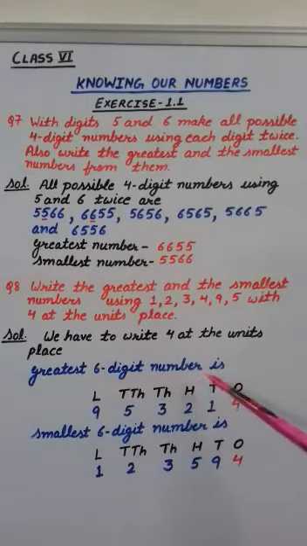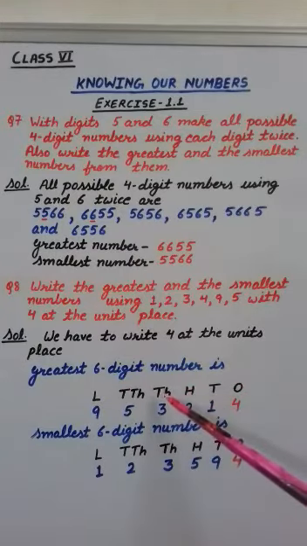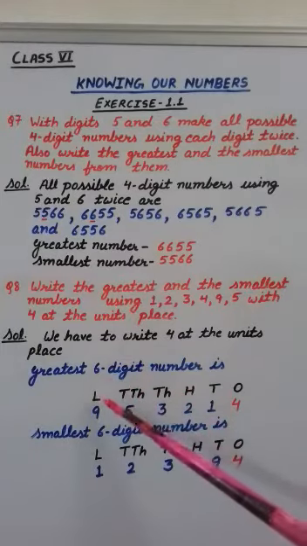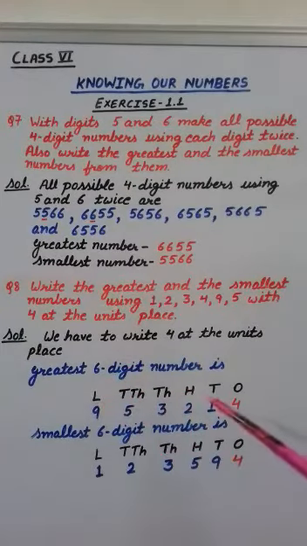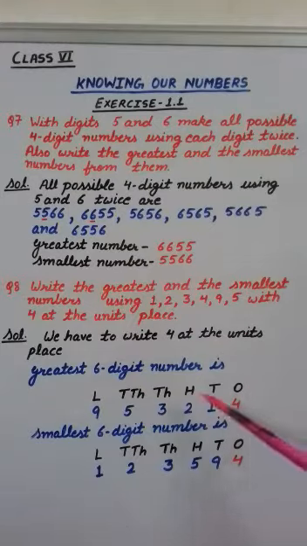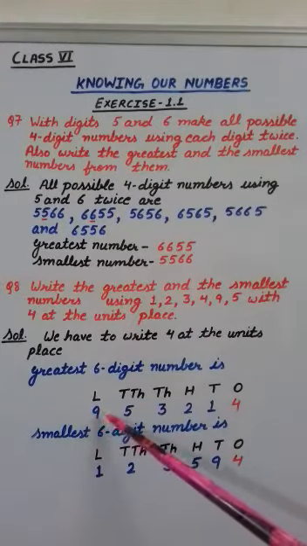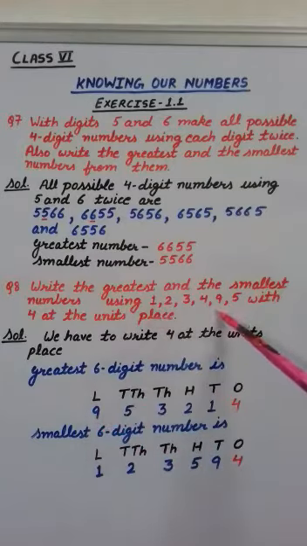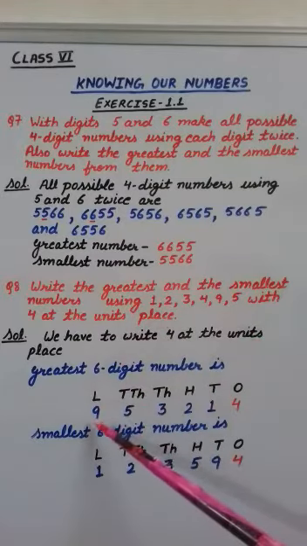Now greatest 6 digit number, first let's write the Indian system. Ones, tens, hundreds, thousands, 10,000, lakh. Now we know this, that units place is fixed. That's why I have written 4 at units place. That means ones place. Now I am starting with the greatest digit here and the greatest one is 9. So 9 is there at first.